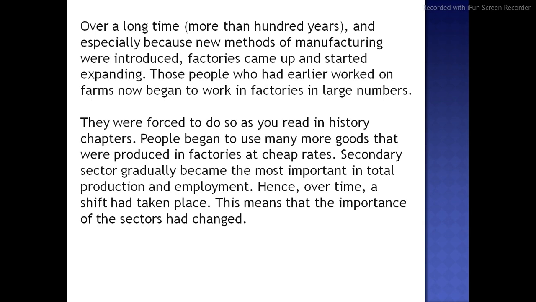Hence, over time, a shift had taken place. This means that the importance of the sectors has changed. I repeat, this means that the importance of the sectors had changed from primary to secondary.